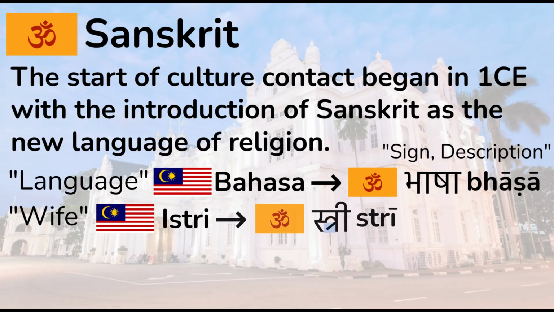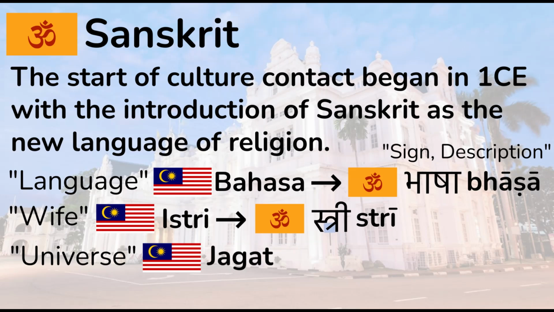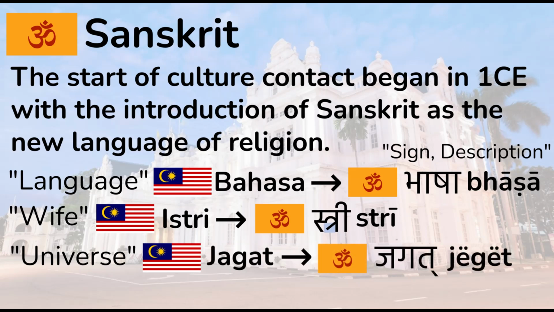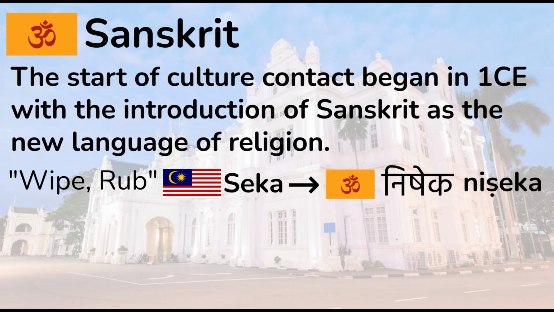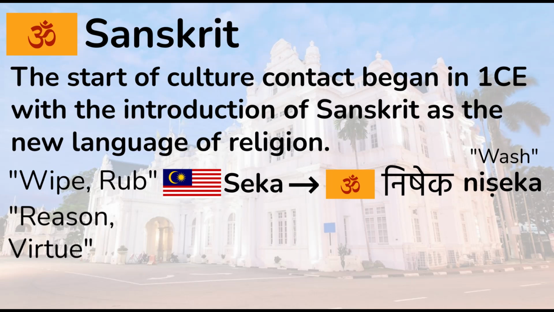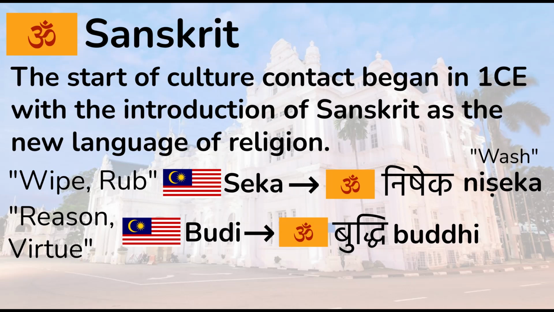The word for wife, Istri, comes from Sanskrit Stri. The word for universe, Jagat, is a loanword from Jagat, which also has the meaning of world alongside universe. The verb meaning to wipe or rub is Seka. This comes from the Sanskrit word Nishek, meaning to wash. And the noun for reason or virtue, Budi, comes from the word Buddhi, which means intellect or judgment.